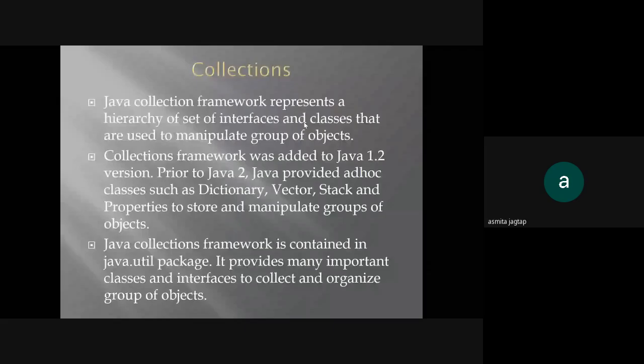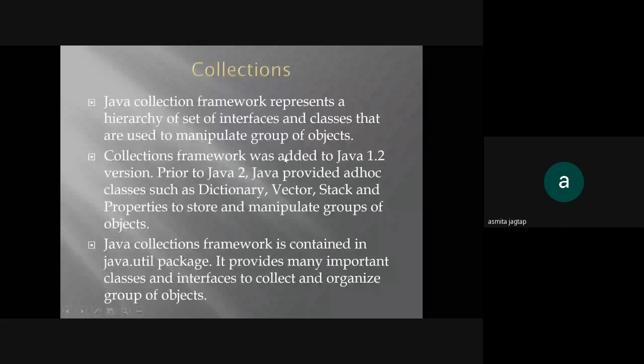Then the collection framework was added in Java version 1.2. Prior to Java 2, Java provided ad hoc classes such as Dictionary, Vector, Stack and Properties to store and manipulate groups of objects. As I already discussed, as we are moving ahead, Java is also growing ahead, and Java updates keep coming into the market. Similarly, this collection framework was added into Java from version 1.2, so from version 1.2 we are using collections.